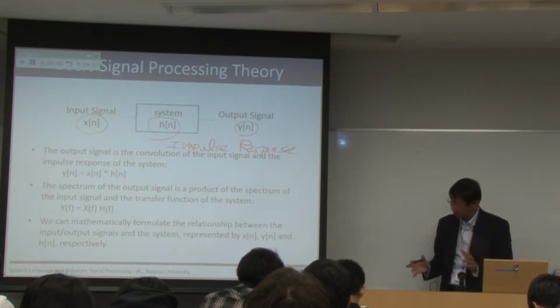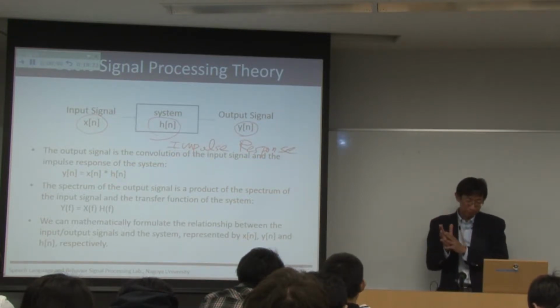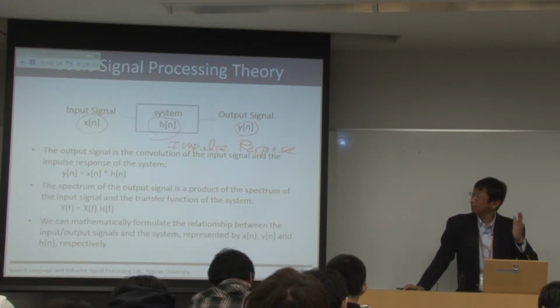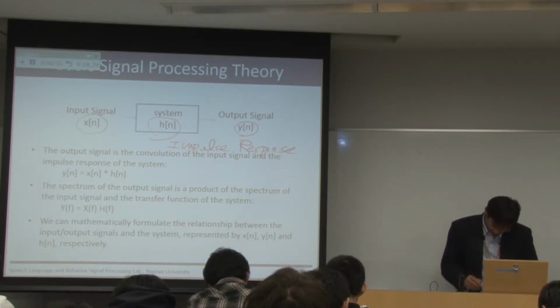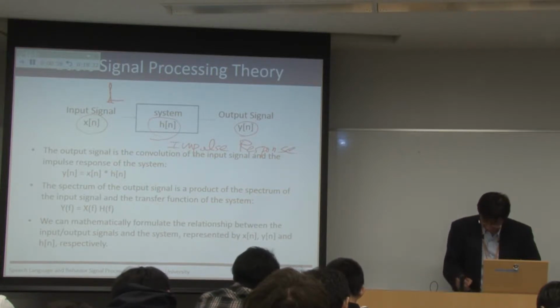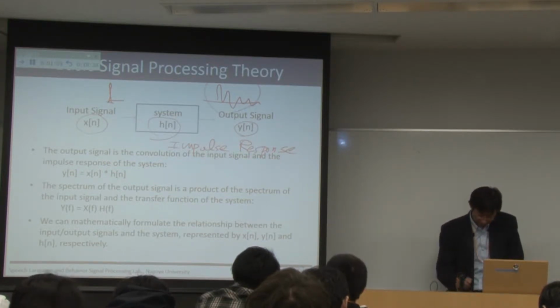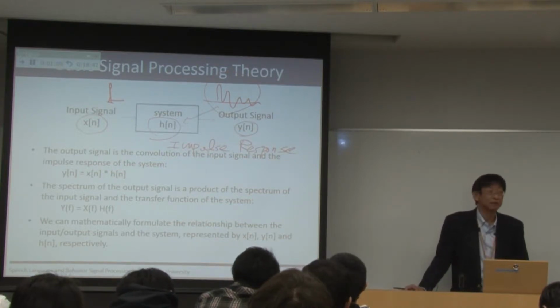So the impulse response is a very simple representation of the system, describing what happens if an impulse is given to the system. So we use this as an inherent representation of the system.